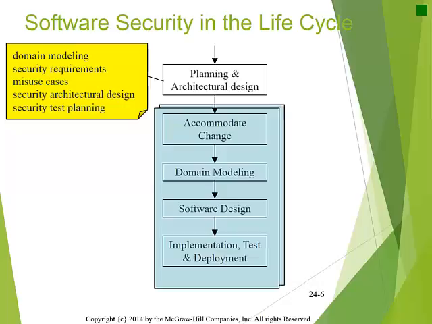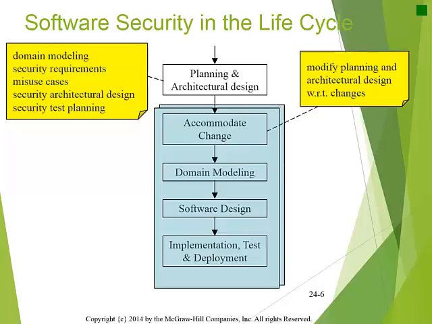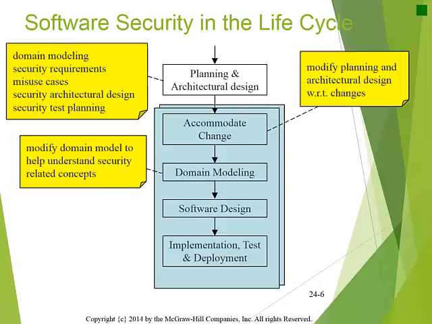For each iteration, the changes in the requirements, security threats, security requirements and misuse cases should be identified. The architecture should be reviewed for security flaws, and the security plan should be modified. The domain model should be modified to understand security concepts introduced by use cases in the current iteration.